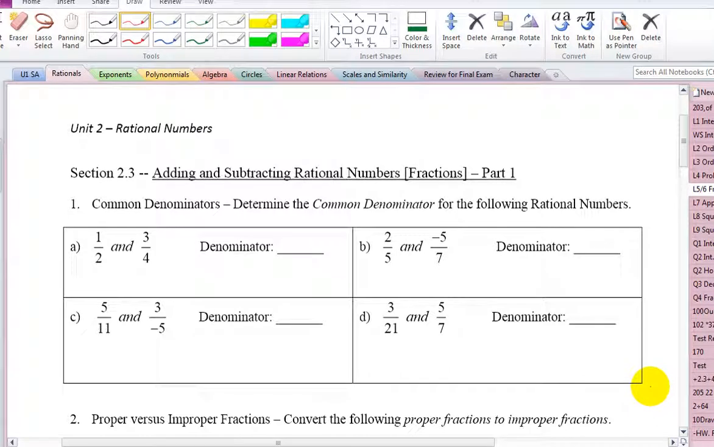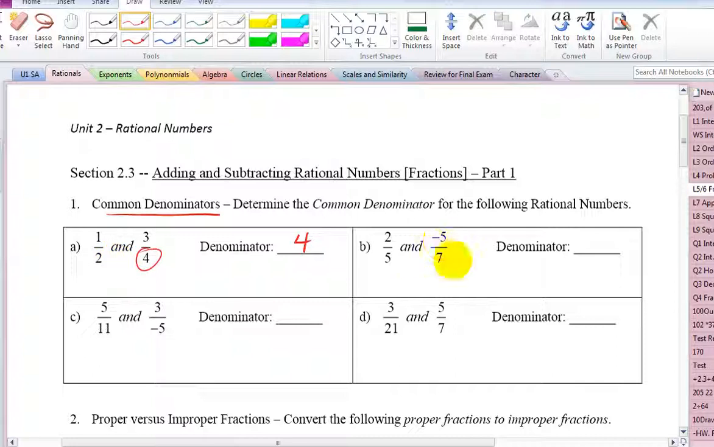Simple. When you add or subtract, you need to have a common denominator. Oh, you guys are so good. You can read and you know it. So 2 and 4, what's the denominator? 4. 8 would work, but 4 is the lowest. Okay? So sometimes it is one of the numbers.